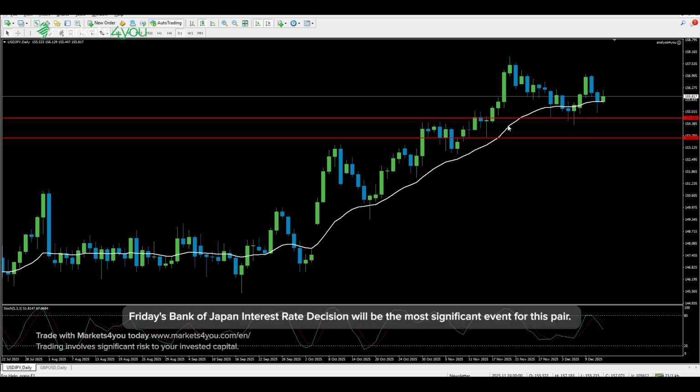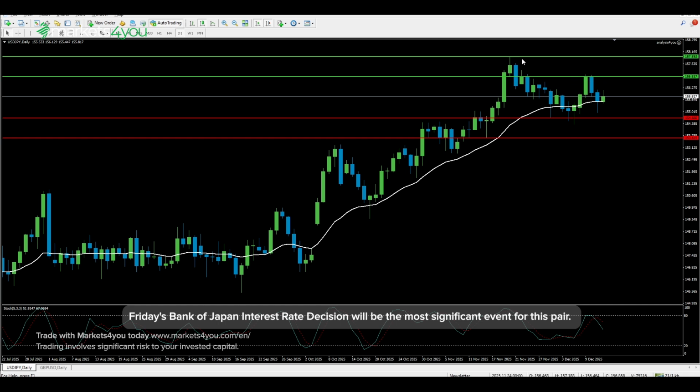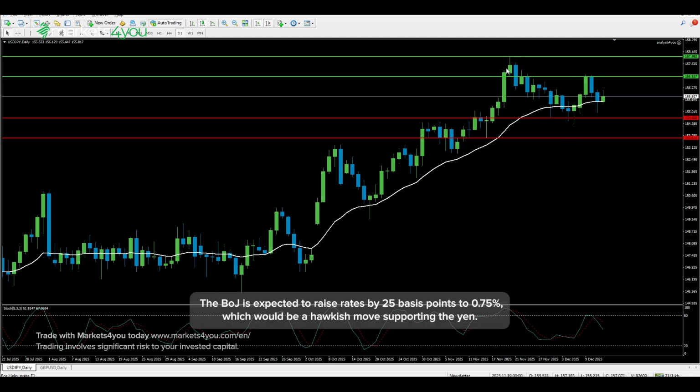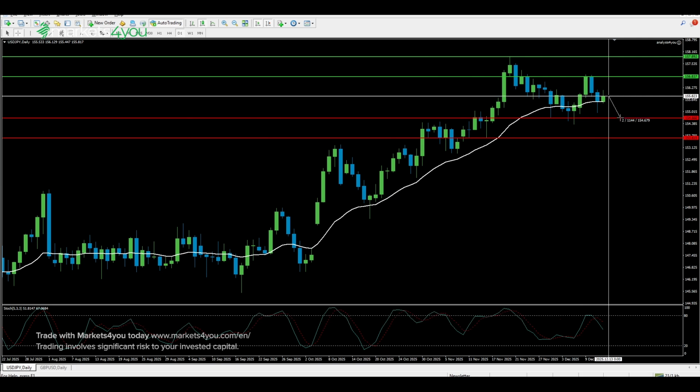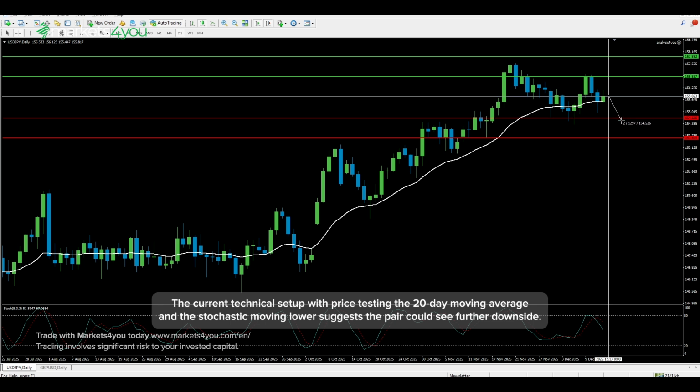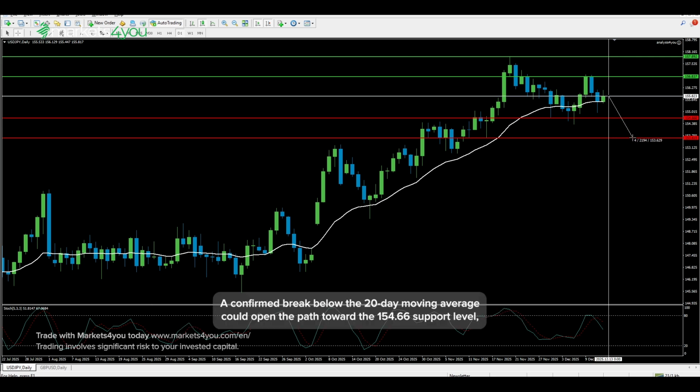Friday's Bank of Japan interest rate decision will be the most significant event for this pair. The BOJ is expected to raise rates by 25 basis points to 0.75%, which would be a hawkish move supporting the yen. Thursday's Japanese inflation data will provide important context ahead of the BOJ decision. The current technical setup with price testing the 20-day moving average and the stochastic moving lower suggests the pair could see further downside. A confirmed break below the 20-day moving average could open the path toward the 154.66 support level, especially if the BOJ delivers the expected rate hike on Friday.